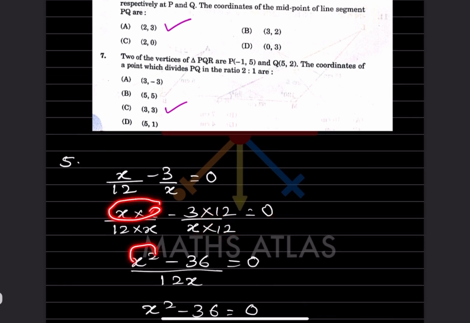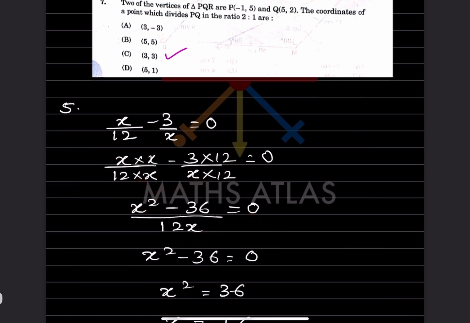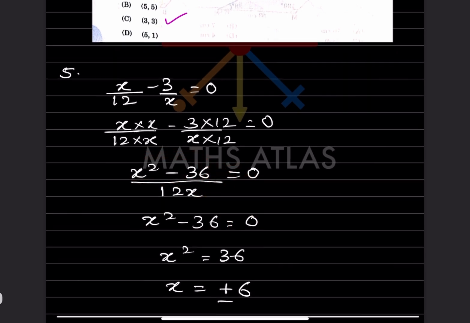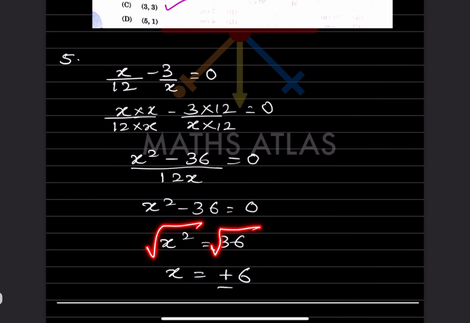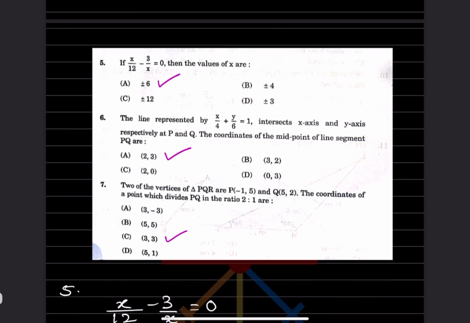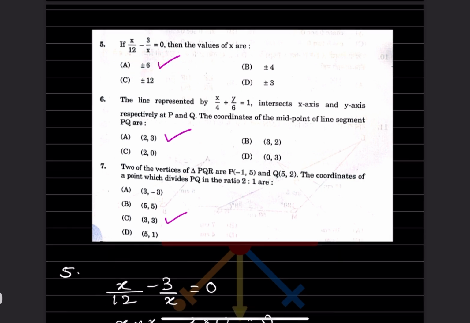So this will be x square. This is going to be 36, and the LCM is 12x, is equal to 0. So now what will you do? We will take this on this side. When you take this on the other side it changes, because there is an equal to sign over here. So 12x into 0 is going to be 0, and this numerator remains as it is. So this will be x squared. This goes over here, that is going to be plus 36. So when we take the square root on both sides, x is going to be plus or minus 6. So plus or minus 6 is the option.